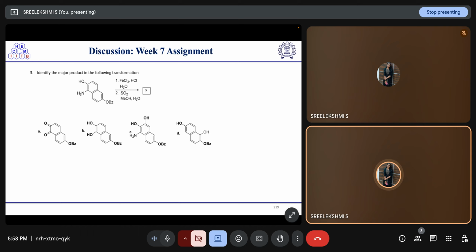Moving to the next question: identify the major product in the following transformation. This compound is treated with FeCl3 and HCl in water, and then SO2 and methanol in water. Which will be the major product?